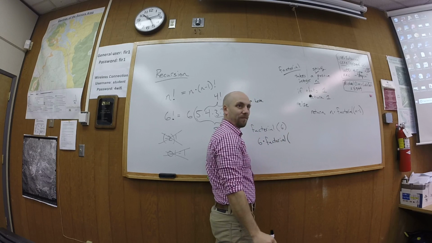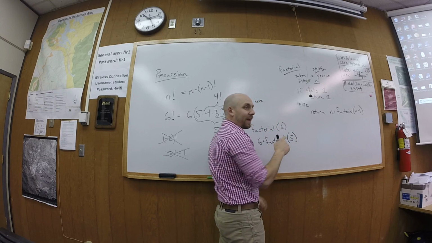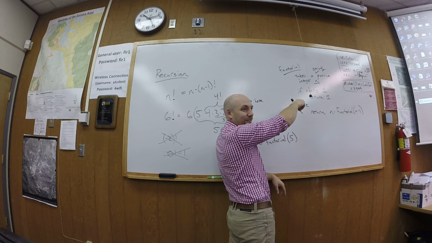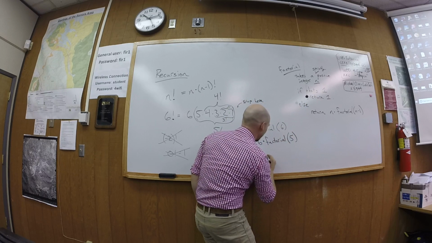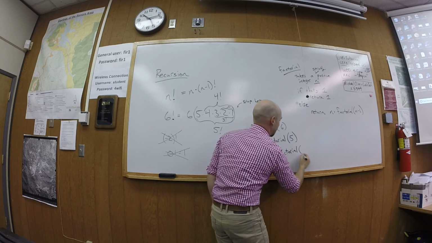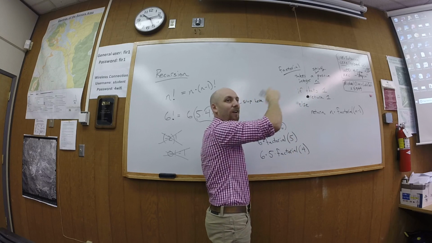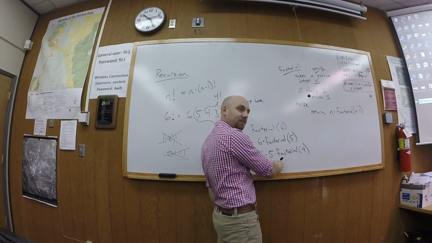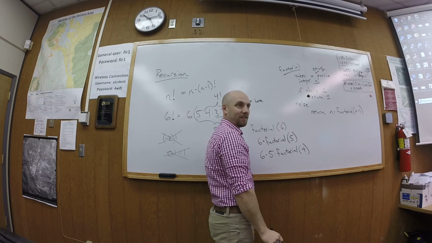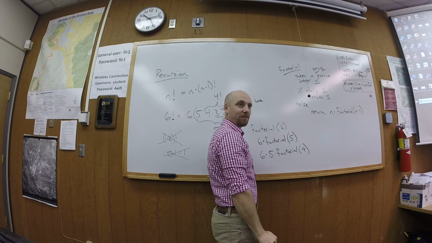of 6 minus 1, which is 5, right? And then it's going to pass 5 to the factorial function. So is 5 1? No. So then it's going to return 6 times 5 times factorial of 4. And then it's going to check 4 against 1, and it's going to return 6 times 5 times 4 times factorial of 3, and so on, right? Until we get to 1, and then we're going to stop. And then we're going to know what we got out of the factorial function.